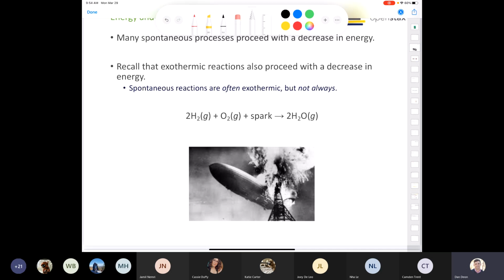Does that reaction release heat or consume heat? What do you think? The Hindenburg was filled with hydrogen. There's oxygen in the air. Okay? What happened when they combined? Did they absorb heat from the atmosphere? They released a ton of heat. Okay? This reaction represents the combustion of hydrogen.